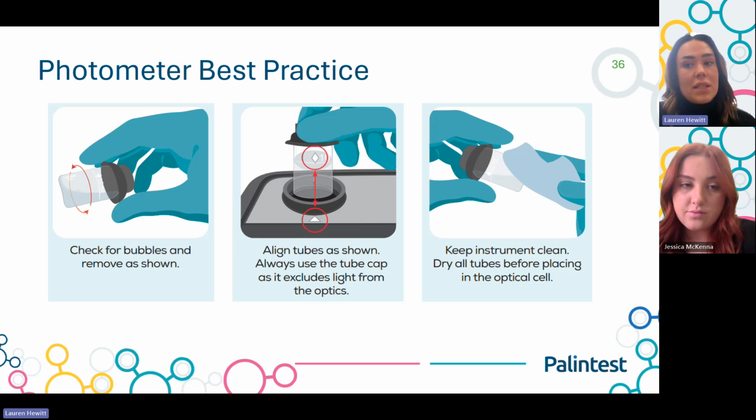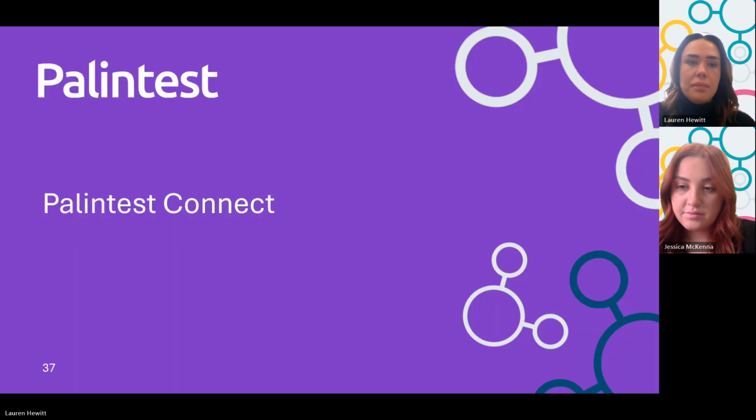As with all photometric testing, be sure to clean and dry all glassware before placing in the optical cell. Again, this is to be sure there are no smudges, water droplets, or fingerprints that may interfere with the light path and obscure readings, and also to keep the optical cell clean. It is just as important to keep the optical cell clean for the same reasons. This can simply be cleaned with a lint-free cloth.